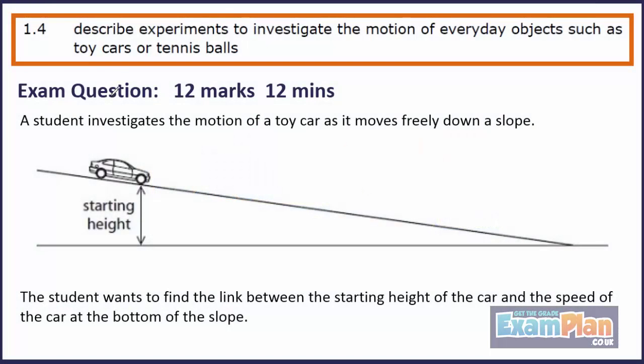In this video, we will look at an example exam question for specification point 1.4. Let's start by reading the question. A student investigates the motion of a toy car as it moves freely down a slope. The student wants to find the link between the starting height of the car and the speed of the car at the bottom of the slope.